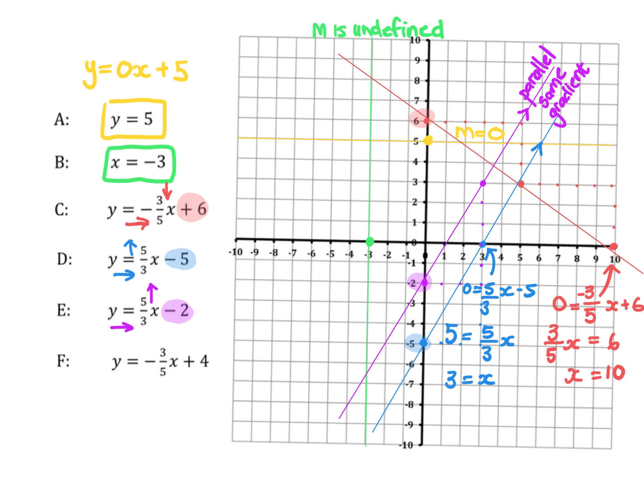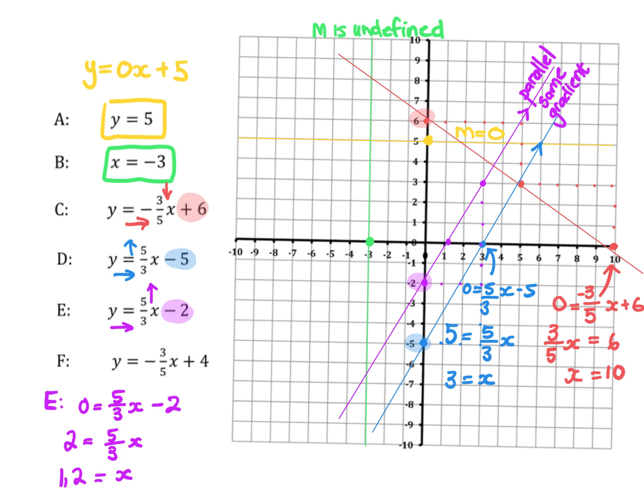In the case of E, it's quite tricky to see what my x-intercept is, so let's just calculate this. 0 equals 5 over 3x minus 2. I'm going to take my 2 over in order to make it positive. 2 equals 5 over 3x. And if I say 2 divided by 5 over 3 on my calculator, I get 1.2 as my x value.